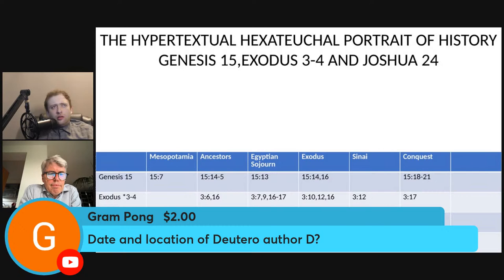Date and location of Deuteronomy, author D. Yeah, this is one of the anchors of Pentateuchal studies, and also quite an old assumption. In 1805, Wilhelm Martin Leberecht de Wette published his dissertation about D, the historical location of D, and he made a very simple observation.